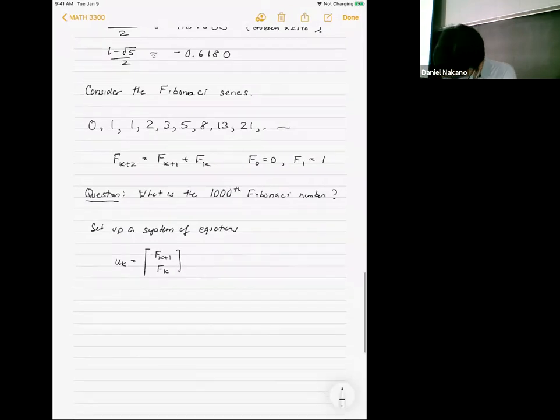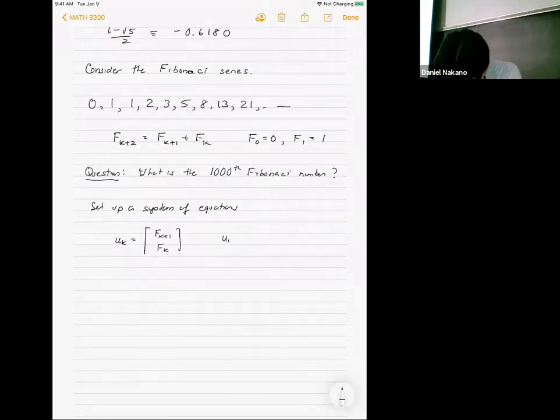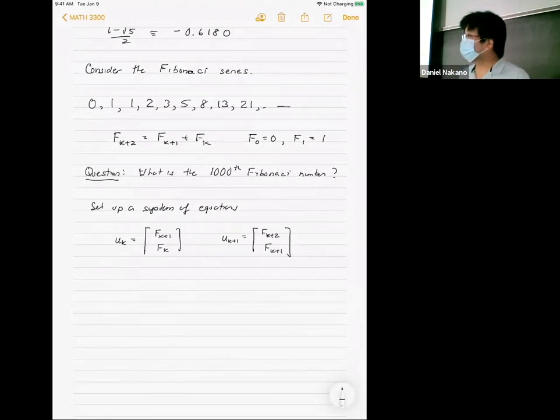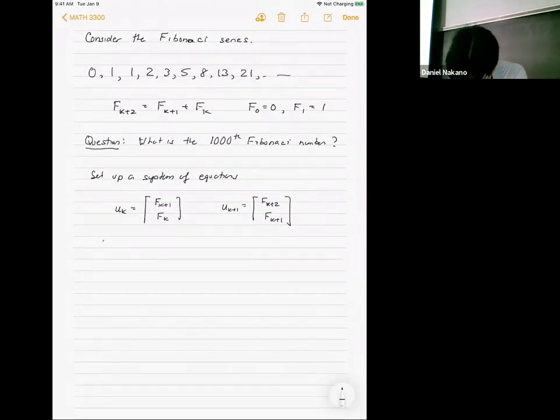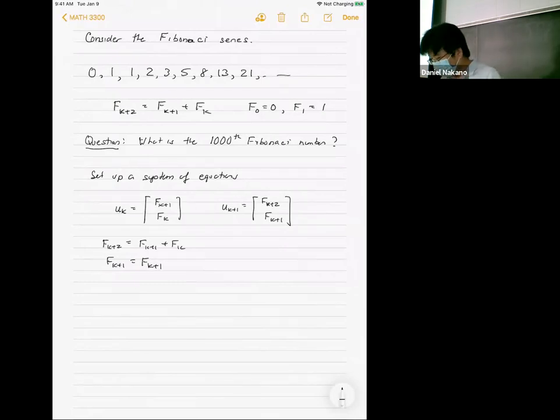All right. Now we know that u_{k+1} is equal to F_{k+2}, F_{k+1}. Okay, you just replace k by k plus 1. And so we have these two equations. We have that F_{k+2} is F_{k+1} plus F_k. And then we have a dummy equation, namely F_{k+1} is equal to F_{k+1}.